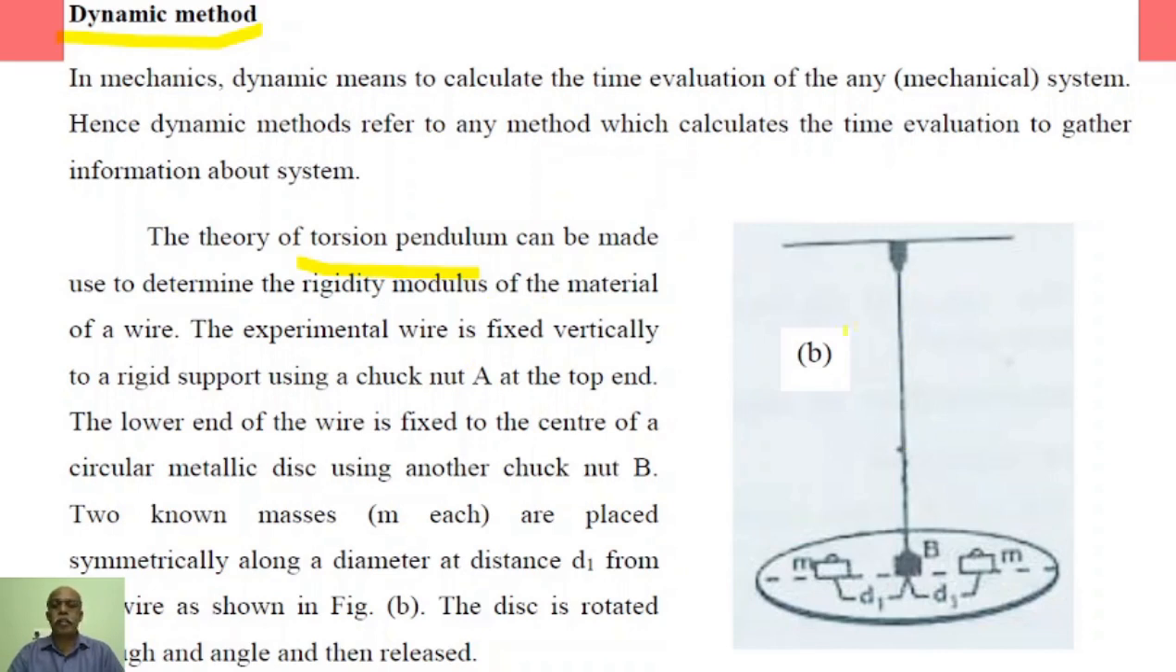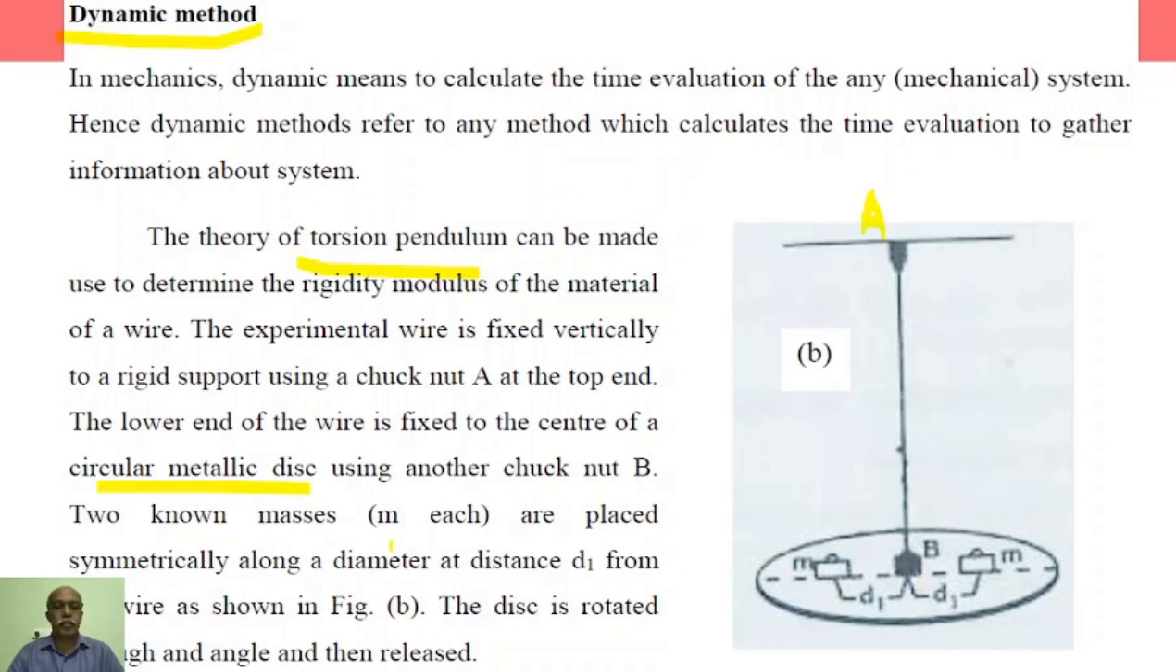The experimental wire is fixed vertically to a rigid support with the help of a chuck nut. This is the chuck nut at end A. This is the end A. Whereas the lower end of the wire is fitted to a circular metallic disc with the help of chuck nut B at its center.